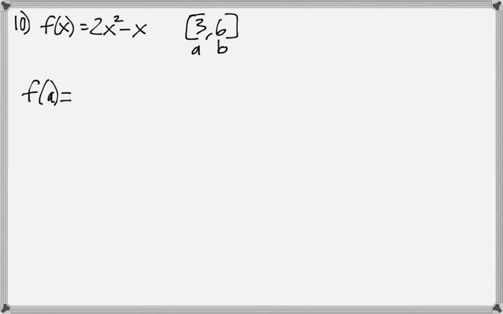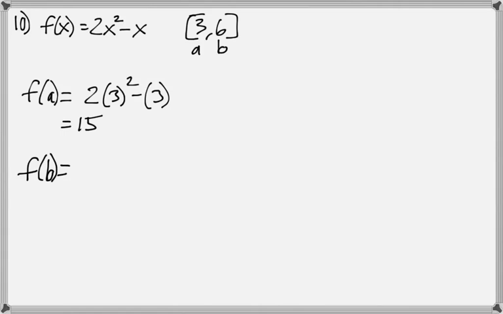So f of a, you want to plug in a, or 3, into the equation, and you should get 15. F of b, if you plug in b, or 6, it's going to be 2 times 6 squared minus 6, and this is going to be equal to 66.